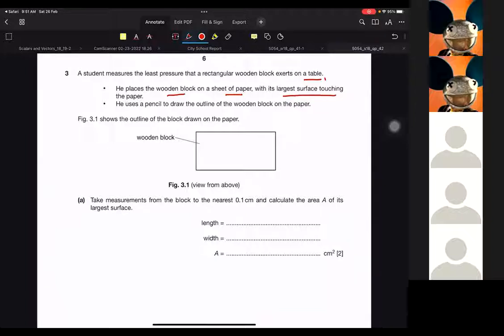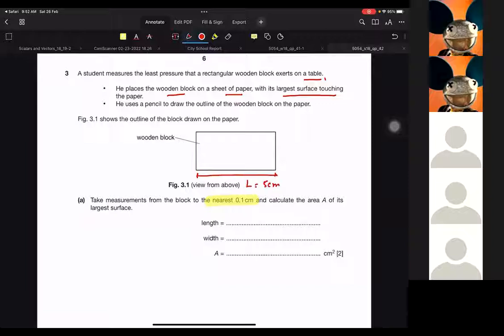Now, in this particular case, you need to first take two things into account. First of all, it says nearest to 1 centimeter. So basically, you are going to calculate it to 0.1, 0.2, or 0.0, whatever, and then calculate the area of the largest surface. Now, let's suppose you take the length, and your answer is exactly 5 centimeters.